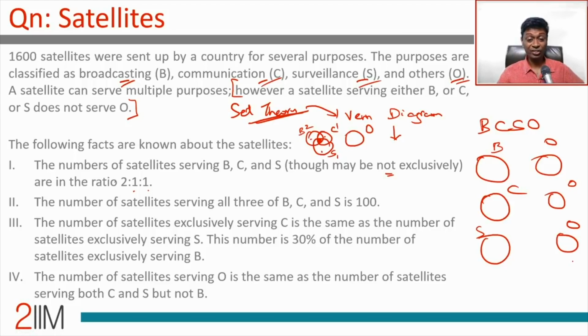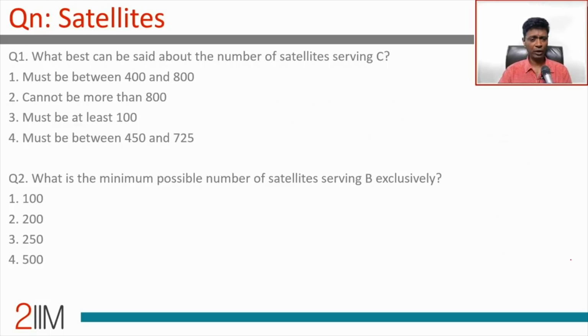The number of satellites serving O is the same as the number of satellites serving both C and S, but not B. The diagram is too complicated. I'm going to go to a bigger diagram and fill all this data and then look at the constraints. After this, we are down to the questions.